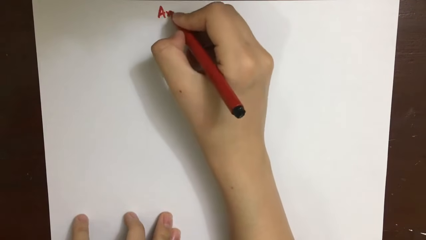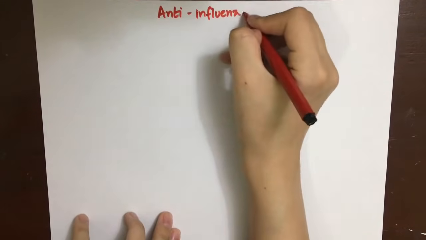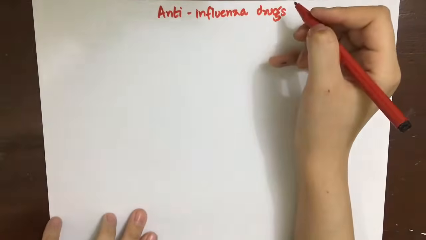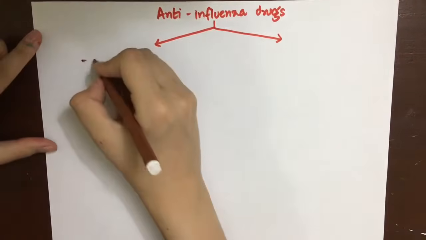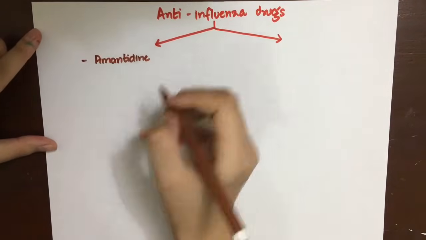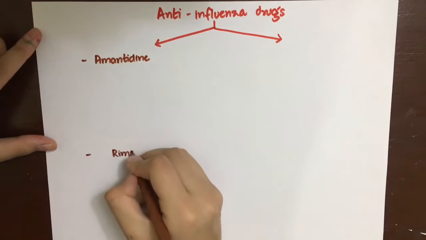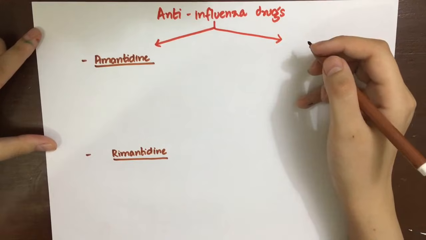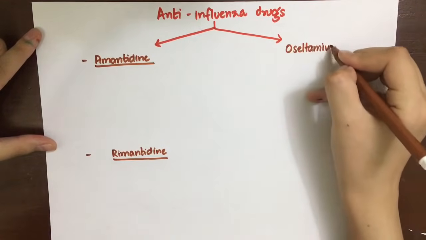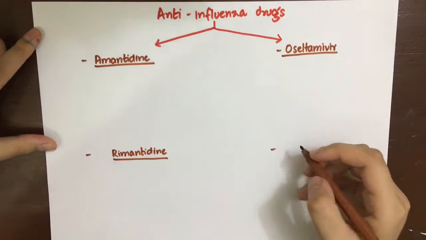Now we'll see the anti-influenza drugs. They can be divided into those that end with -adine and the others which end in -amivir. Amantadine and Rimantadine are the first two drugs, and Oseltamivir and Zanamivir are the other class.